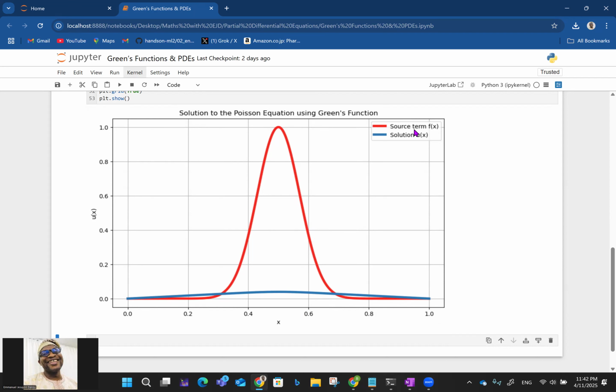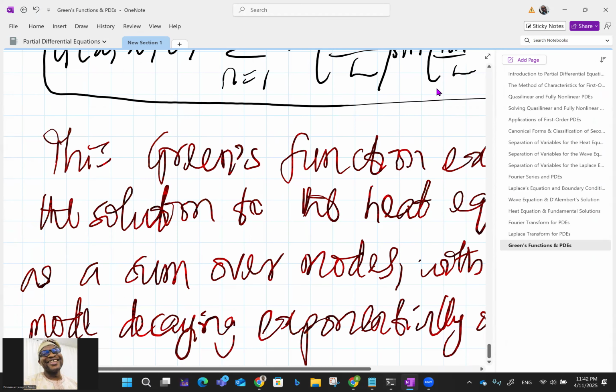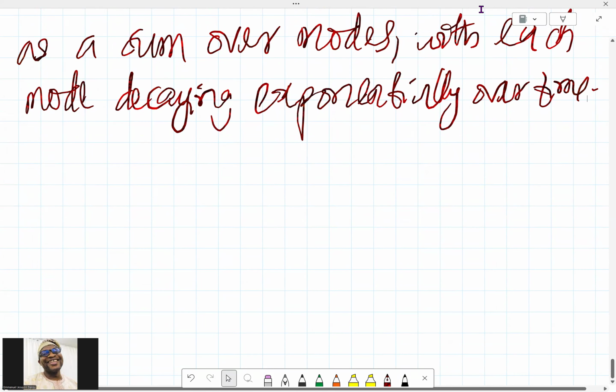So you see the source term f of x is this red one. That's more like when the process starts, that's the heat you're supplying to the system. And the actual solution at the end of the day is this blue line. So pretty much what happens is you have the highest heat when it starts, and then it decreases to the final solution at the end of the day. So that's the idea of the Green's function. Okay, so I think I have one or two questions we can play with here.